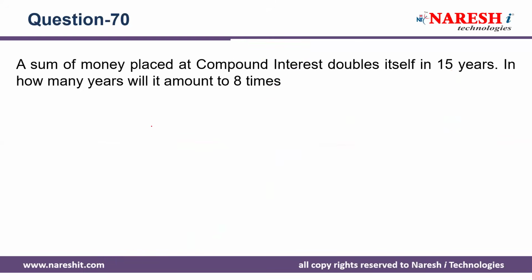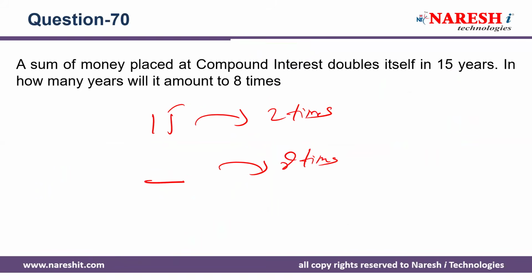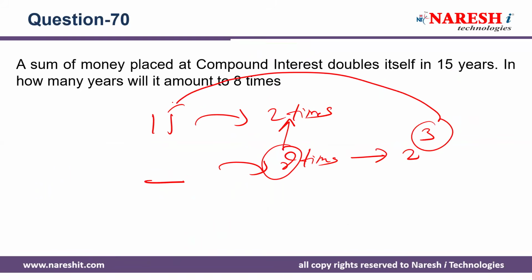So the shortcut for this: first of all, they're telling 15 years were taken to make it 2 times. How many years for 8 times? You need to write this number using 2 as a base. 8 can be written as 2 to the power of 3. Multiply this power with 15. Answer, 45.